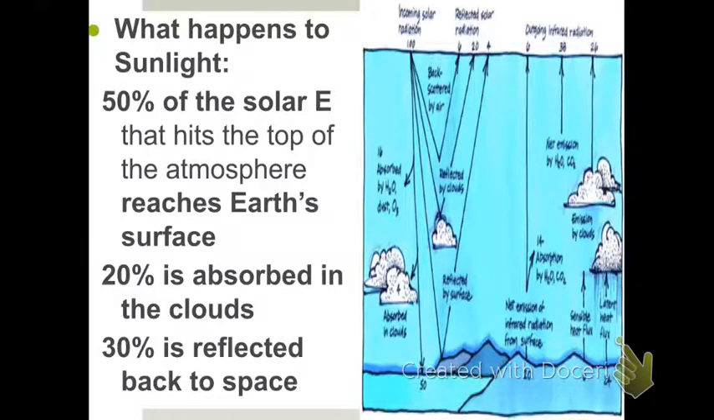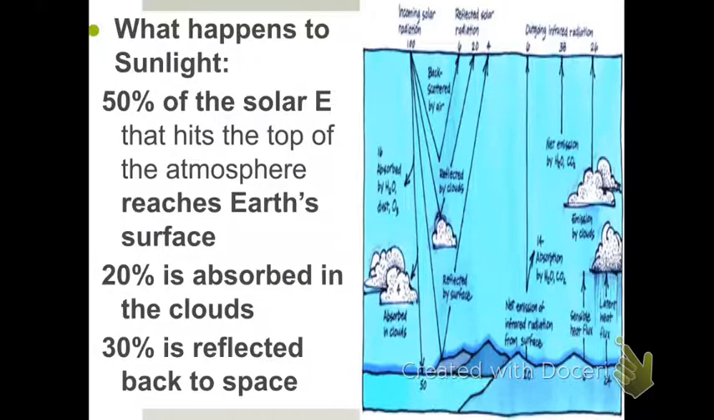20% of that energy gets absorbed into clouds, and then 30% of that energy is actually reflected back out to outer space. So we are only getting about half of the energy that the sun sends to the earth, and that already warms the earth a good bit. So we're only getting half of that though.